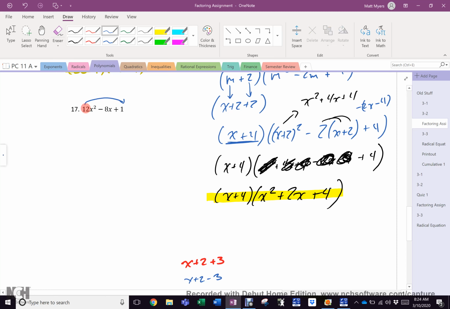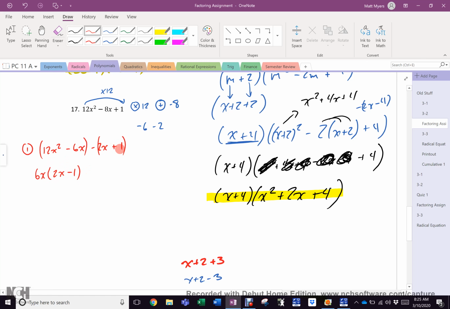This is 12 times bigger than 1, so I have to multiply by 12 across here. So I need to multiply to 12 and add to negative 8. And it, of course, is negative 6 and negative 2, right? Now, here is where the 3 methods start. First method, in red, you can do this. 12x squared minus 6x minus 2x plus 1. That gives you these two groups, yes? Factor that, 6x, leaving you with 2x minus 1.